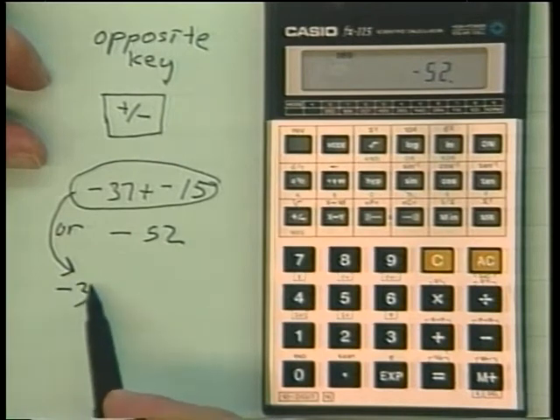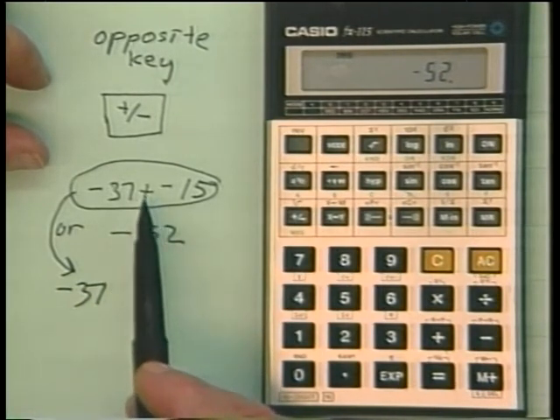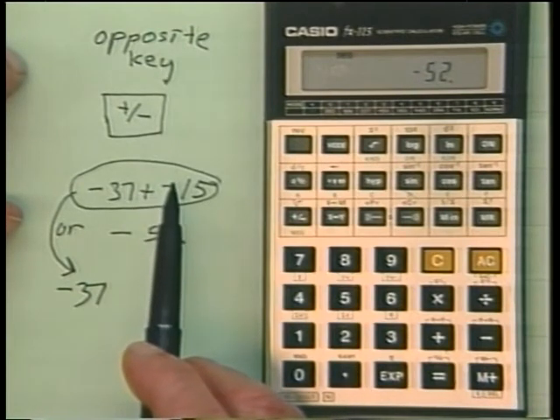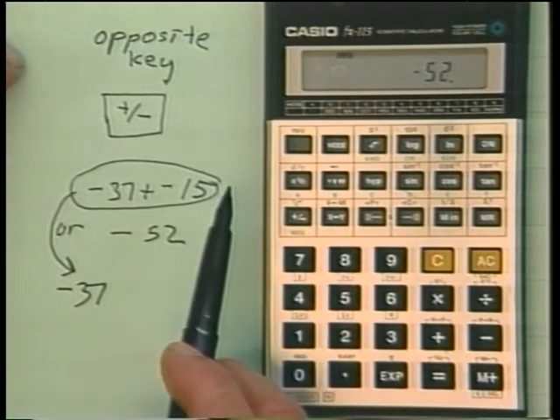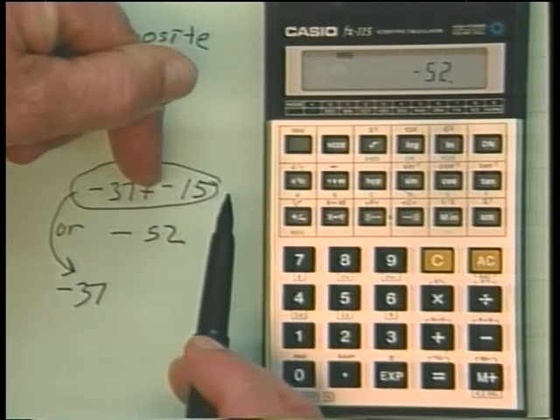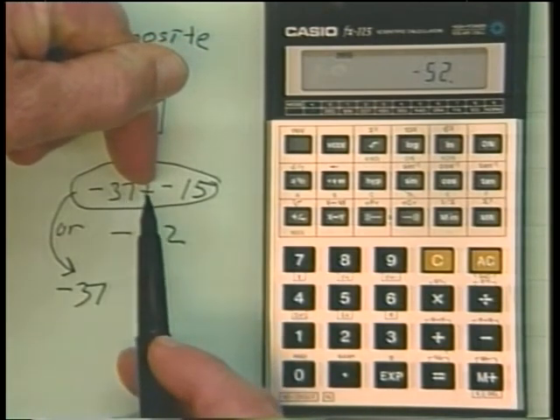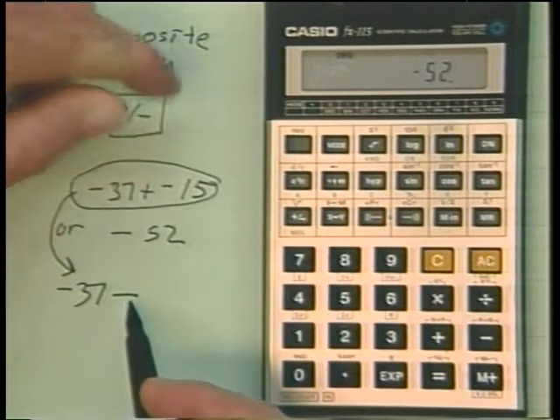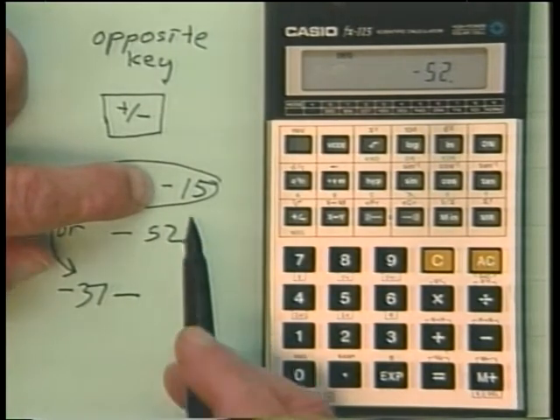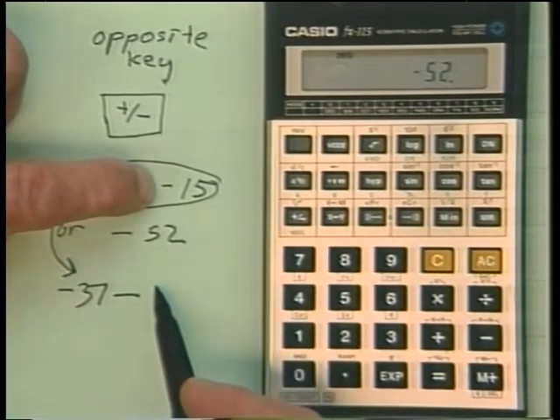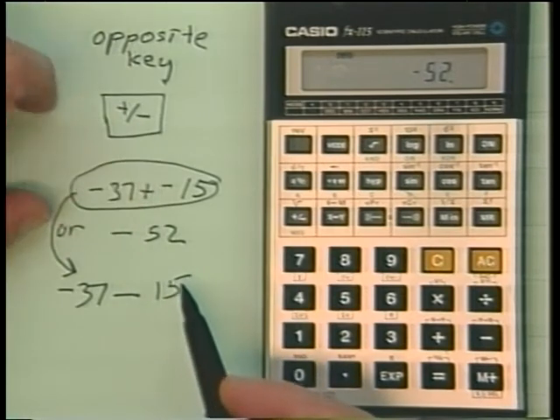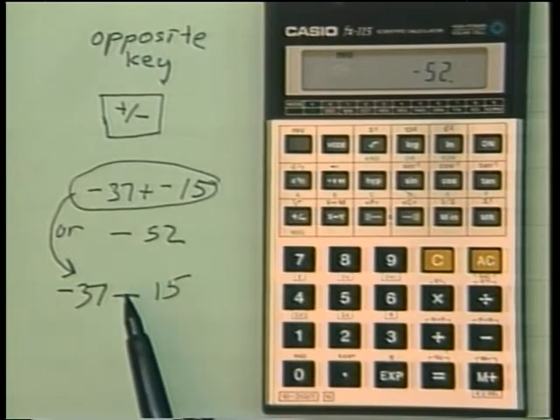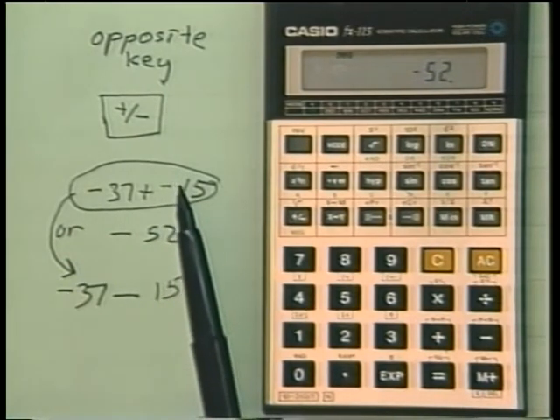Negative 37, but just as subtraction says to change the subtraction to addition by taking the opposite of what follows, I can change the addition back to subtraction by taking the opposite of what follows, and the opposite of negative 15 is positive 15. See, if we were going from here to here, it would be pretty obvious. Changes to addition, take the opposite of what follows.